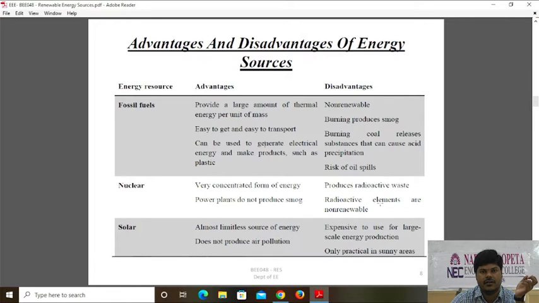Radioactive elements are non-renewable. These affect human health, not only human health, but also the environment and animals. It is not friendly to the environment.